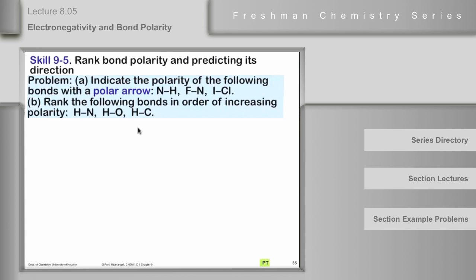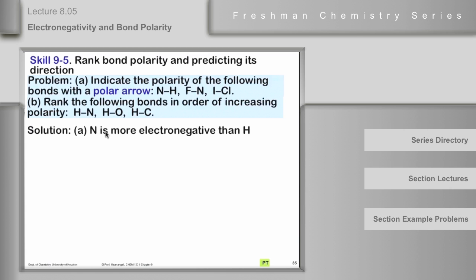Okay, our next task here is to rank bond polarity and predict the direction. So first of all, we indicate the polarity of these three bonds, NH, FN, and ICl, with a polar arrow. And then we'll rank the following bonds in increasing order of polarity: HN, HO, and HC.